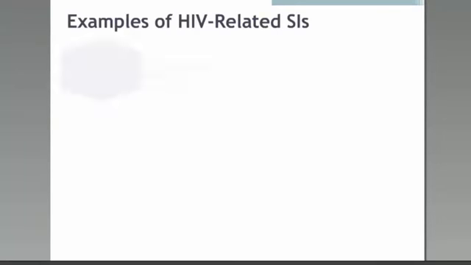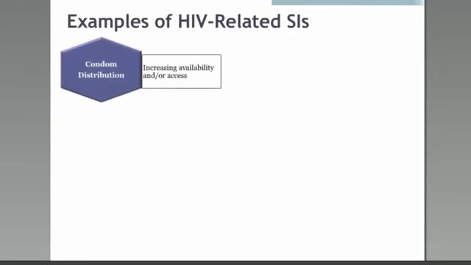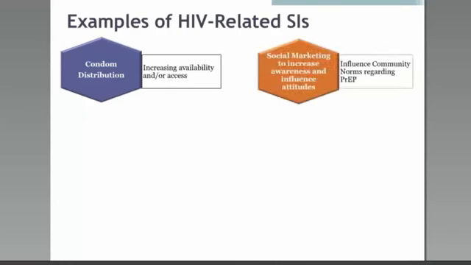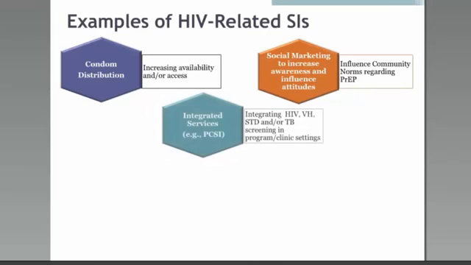So some examples of HIV-related SIs. You have condom distribution, as we talked about, really aimed at increasing availability and access. Social marketing, and again, we use that example, trying to get norms around PrEP as a good thing, that should be taken up by anybody who feels like they need it. Integrated services, so really integrating HIV and STD screenings, tuberculosis, viral hepatitis. Why should I have to go to 2 different clinics or 3 in order to get all of these tests done at the same time? So you're looking at service integration there.